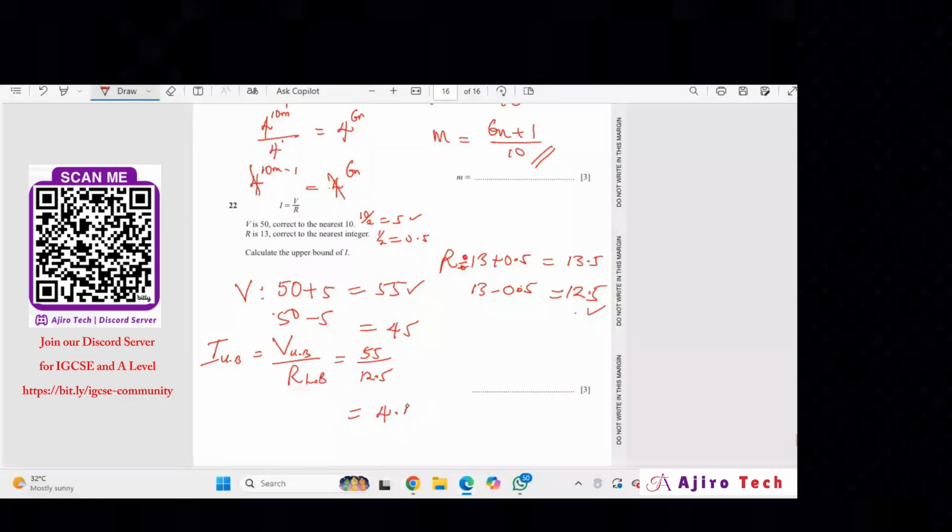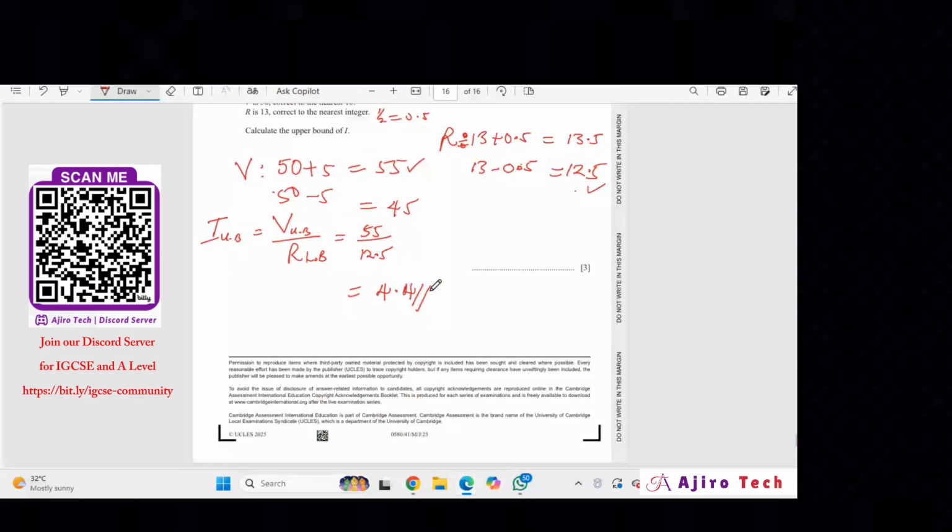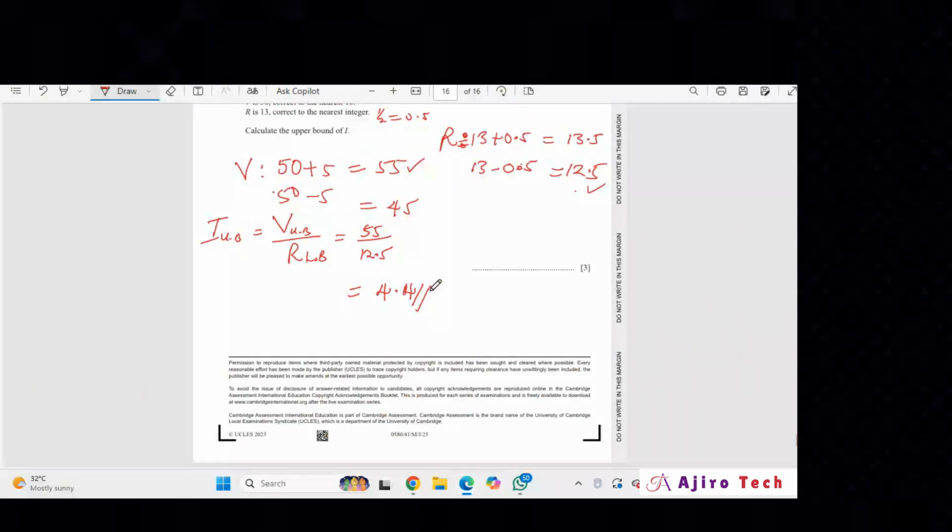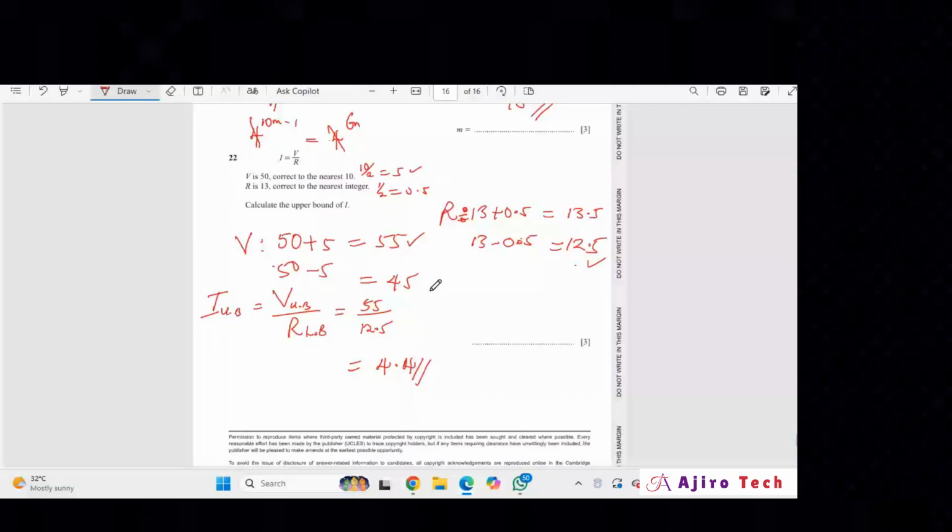So 4.4 will give us the upper bound of I. This is how you solve this kind of questions. And with this now, we have come to the end of today's class.